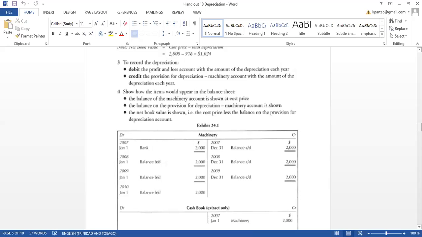Because at the end of 2007, we couldn't just put a double line under the bank account there and end it there, because then that would mean the machinery disappears when 2008 comes around. So that's the whole purpose of carrying down the balance, bringing it forward to the next year. Carry it down, bring it forward into the next year. So this machinery account should be pretty simple.